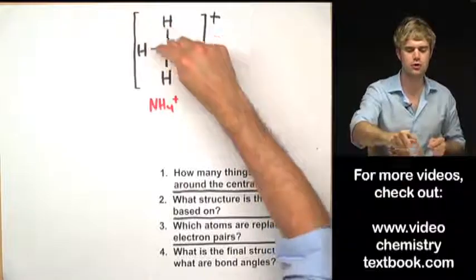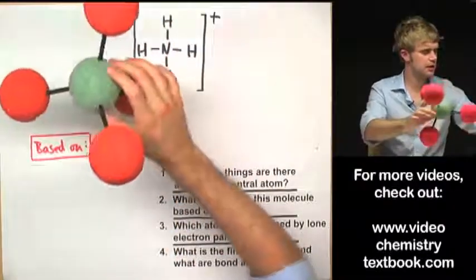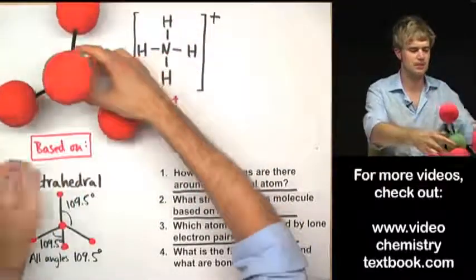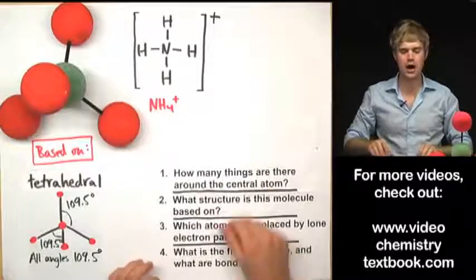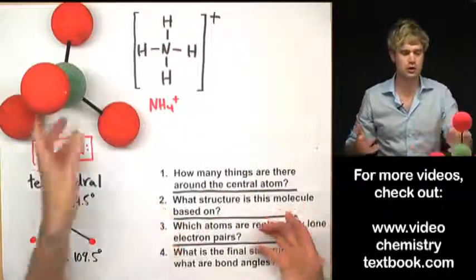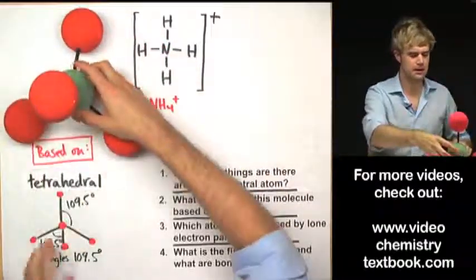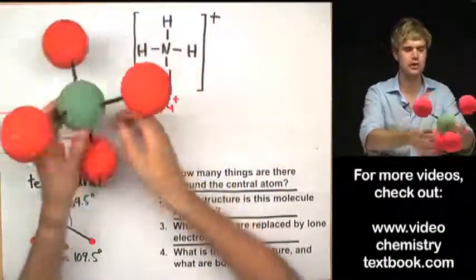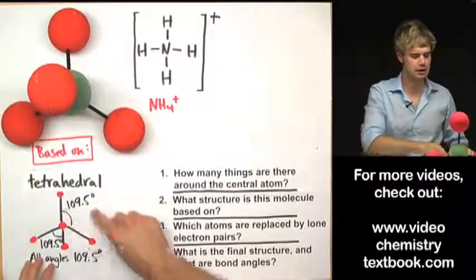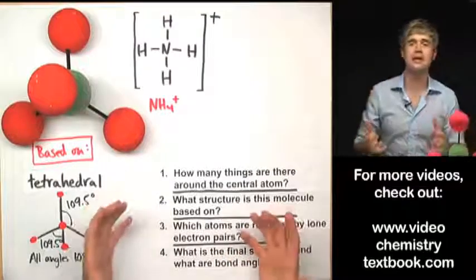1, 2, 3, 4. So that means that it is based on this tetrahedral shape, 4 things around a central atom. And for number 3, none of these things around the central atom are unshared electron pairs. So we're going to have 4 atoms surrounding the central atom. We're going to have a tetrahedral shape as our final shape, and the angles between each bond are going to be 109.5 degrees. Okay, you might be getting the hang of this.